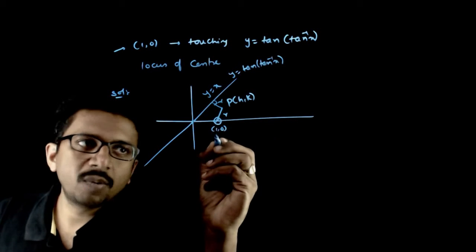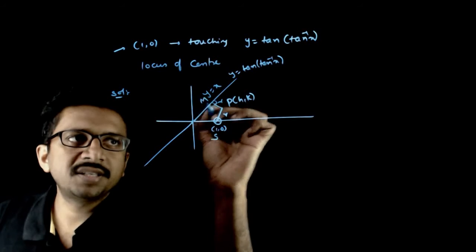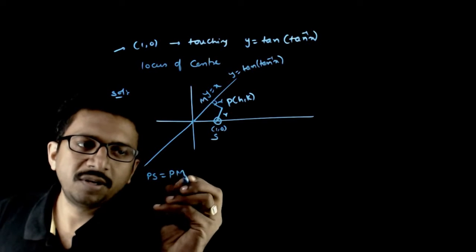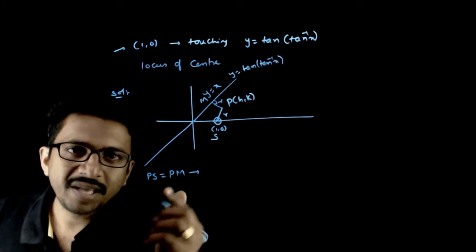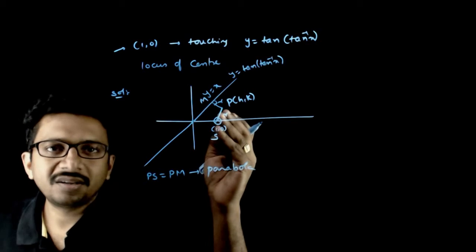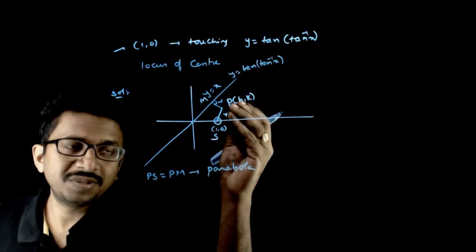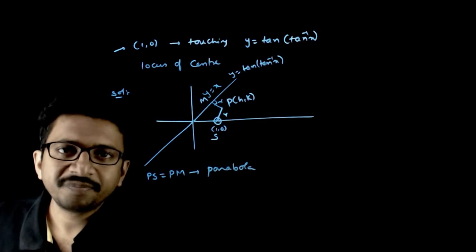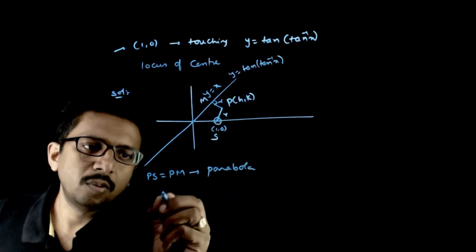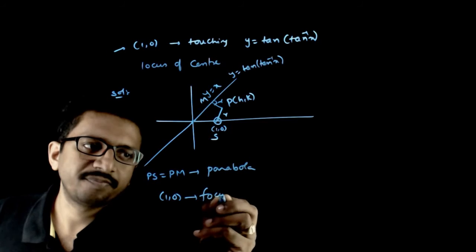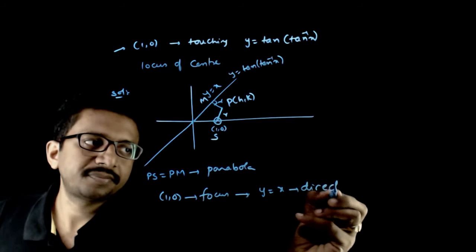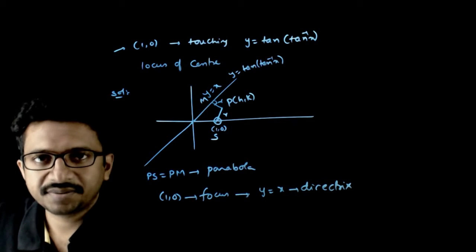So if this is P, if you take (1, 0) as S and the perpendicular distance as M, PS will always be equal to PM, which is the basic definition of a parabola. The distance of a point from a given point should be the same as the distance of that point from a given line. So the locus of P is a parabola with (1, 0) as focus and y equals x as directrix.